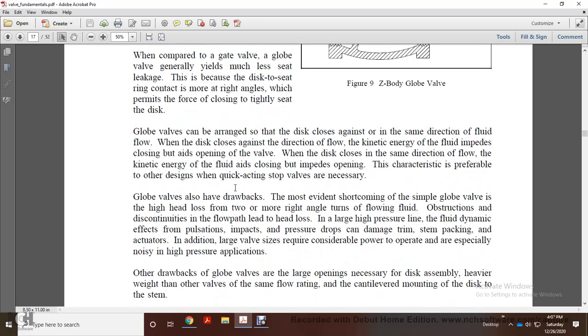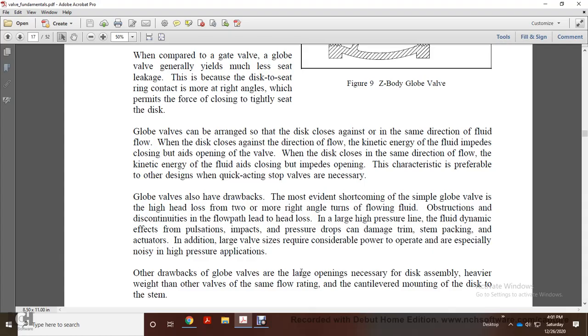The most evident shortcoming of the globe valve is its high head loss from two or more right-angle turns in the fluid flow. The obstruction of the discontinuous flow path leads to head loss. In large, high-pressure lines, the fluid dynamic effects, with pulsation and pressure drop, can damage the trim, stem packing, and actuators. In addition, large valve sizes require considerable power to operate, especially in noisy, high-pressure applications.